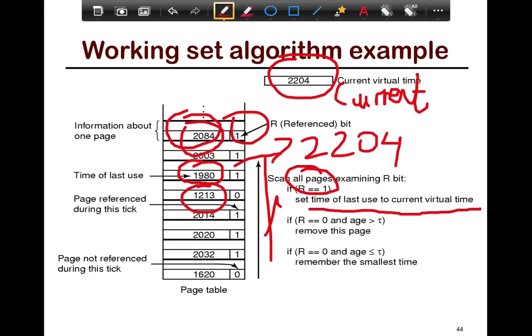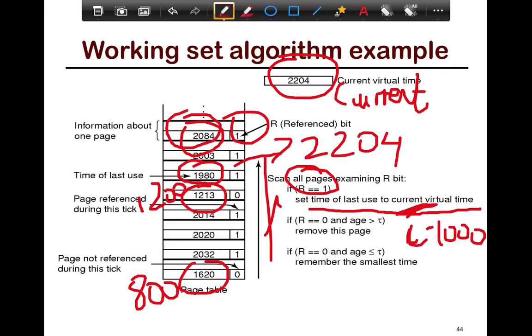So for example, in this case, this one's age is like 1200. And if you look at this one, its age is like 800. Let's say that tau was 1000. So 1200 is clearly beyond the limit. So in this case, we would be choosing this as our candidate for replacement. We would give this one more chance. It's possible that in the next clock period, this could get referenced, and then this would be updated.